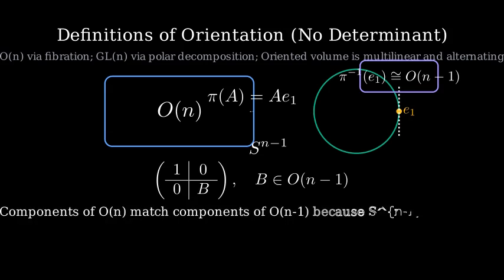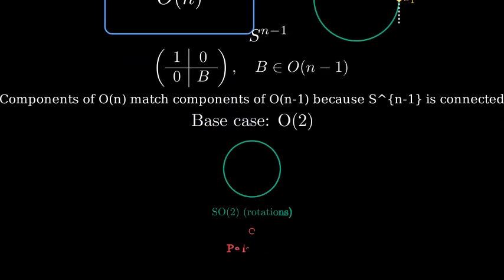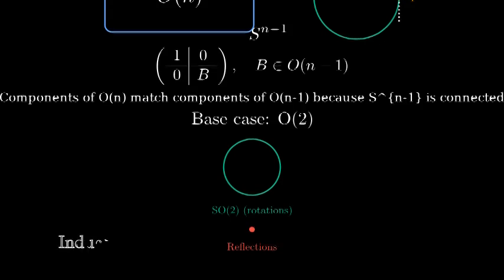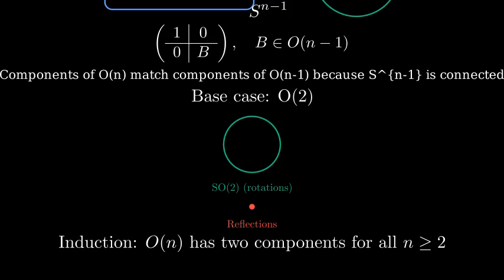Because the sphere is connected for n at least 2, the connected components of O(n) correspond to the connected components of the fiber O(n-1). We do induction on n. For n equals 2, O(2) has rotations, a circle, and reflections, a separate component. So it has two components. Therefore, O(n) also has two components for all n at least 2.